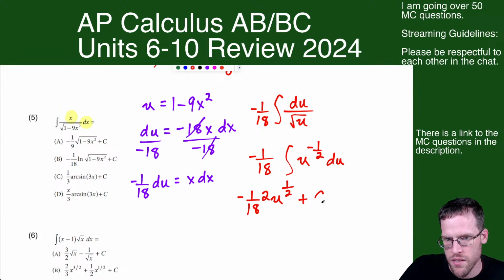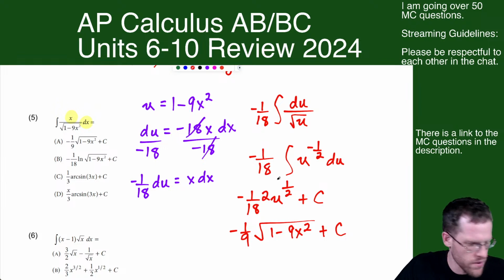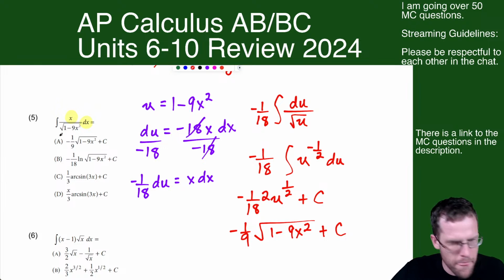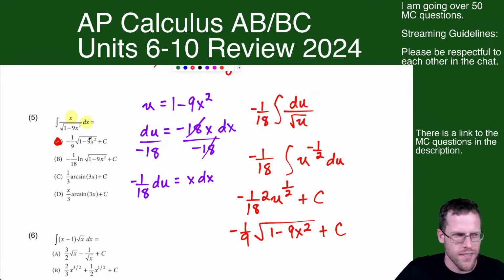And then don't forget plus c, even though all the answer choices have them. So now 2 over 18 makes 1/9. So I have negative 1/9. And then u to the half, I could write u to the half, or I could say radical u, plus c. And u is 1 minus 9x squared. So this is looking like A. And it is. You could also derive the answer choices if you want to, go that heavy. That's possible.